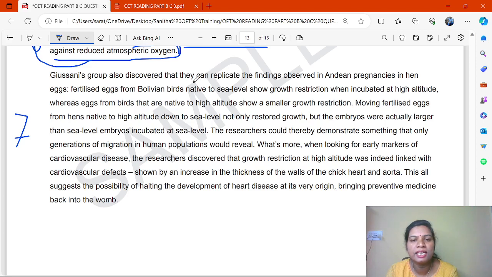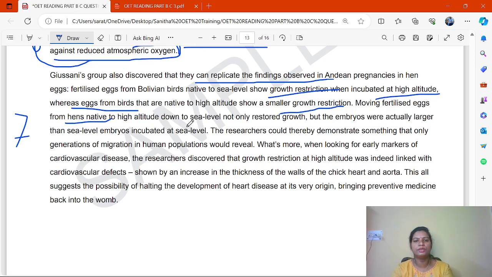Kusanis group also discovered that they can replicate the findings observed in Andean pregnancies in a hen egg. Fertilized eggs from Bolivian birds native to sea level show growth restriction when incubated at a high altitude, whereas eggs from birds that are native at a high altitude show smaller growth restriction. Moving fertilized eggs from hens native to high altitude down to sea level not only restored growth, but the embryos were actually larger than sea level embryos incubated at sea level. The research could thereby demonstrate something that only generations of migration in human populations would reveal.